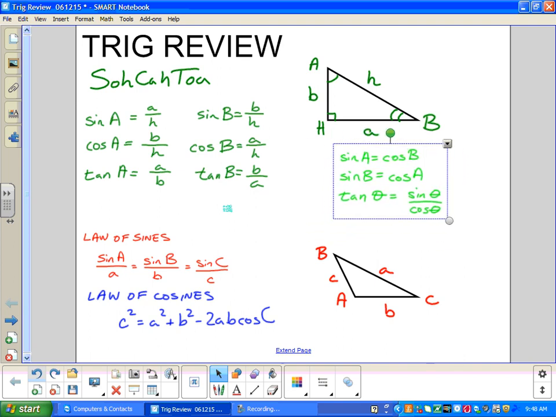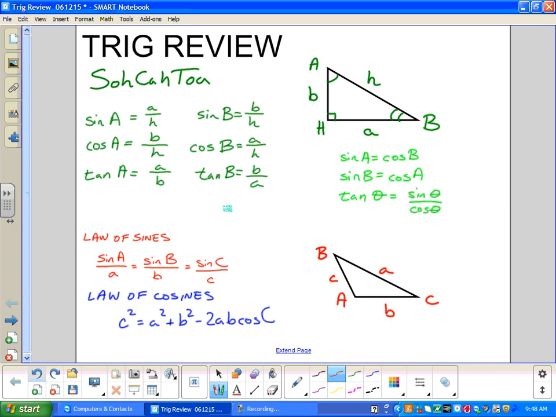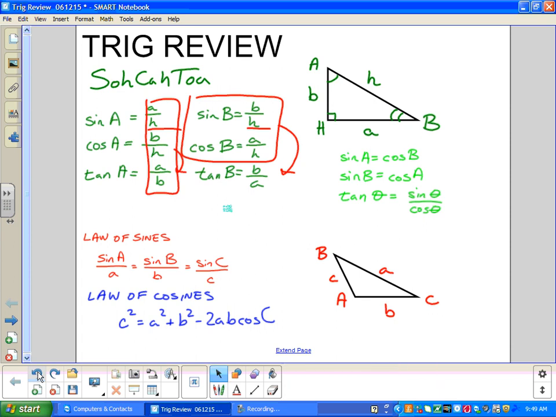So therefore, we can quickly see that sine A equals cosine B, sine B equals cosine A, where A and B are complementary, where A and B sum to 90. That will always be true. Finally, if we take sine divided by cosine, B over H divided by A over H, we get B over A. Or A over H divided by B over H, we get A over B. So tangent is sine over cosine. Those are three identities we have to be familiar with.